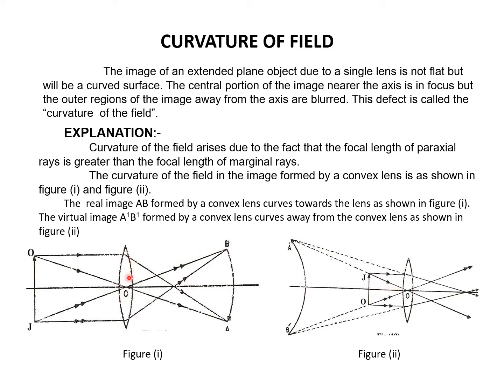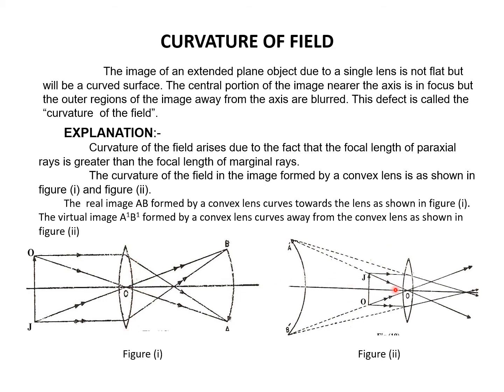In the first case, here the convex lens forms the real image of the object. This is the real image, and it is inverted. The real image is formed when the object is placed beyond the focus of the convex lens, and this real image is inverted. In this case, the image is curved, which is a defect called curvature of field, and this curvature is similar to the curvature of the convex lens. That means it curves towards the curvature of the lens.